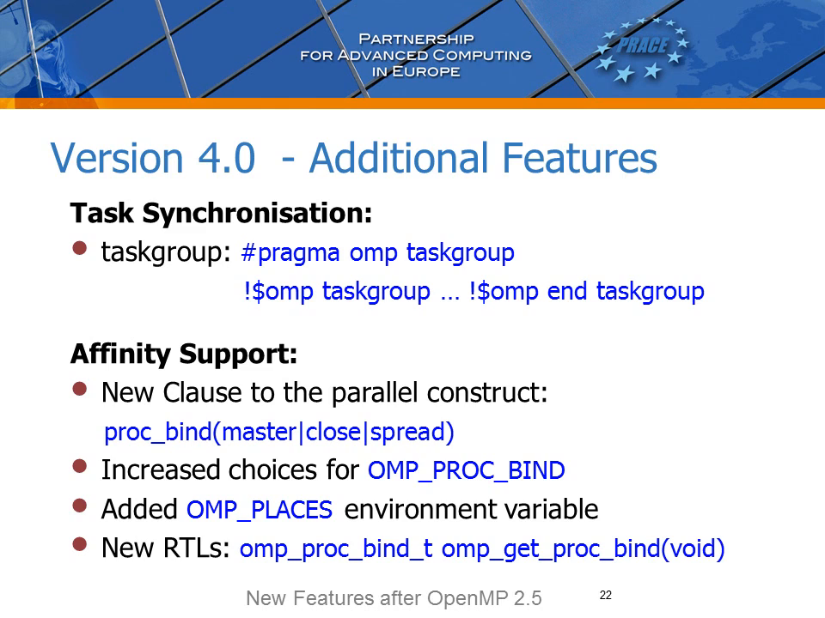There is also a new runtime library function, omp_get_proc_bind. It is used to get the current thread affinity policy to be used for the next most closely nested parallel region.